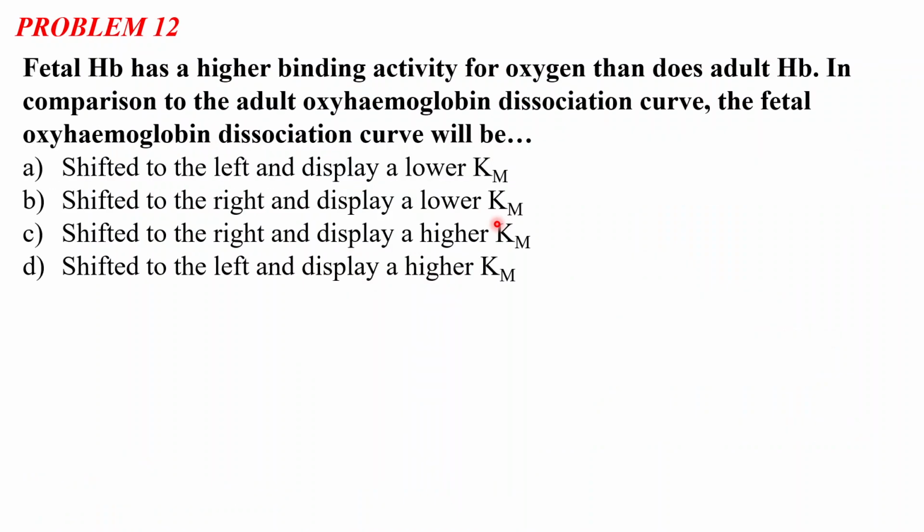Okay, so now the next question. Problem number 12 says fetal hemoglobin has a higher binding activity for oxygen than does adult hemoglobin. In comparison to the adult oxyhemoglobin dissociation curve, the fetal hemoglobin oxyhemoglobin dissociation curve will be: number A, shifted to the left and display lower Km, number B, shifted to the right and display lower Km, number C, shifted to the right and display higher Km, and number D, shifted to the left and display higher Km.